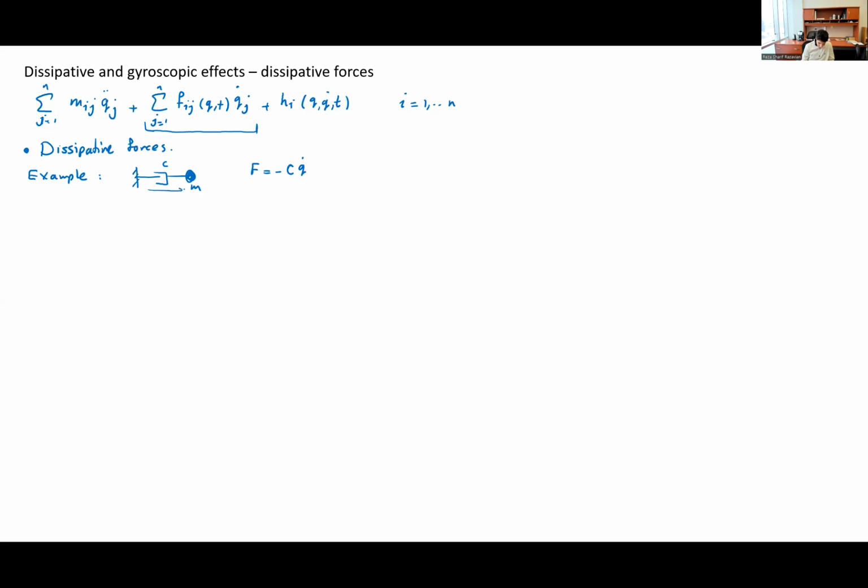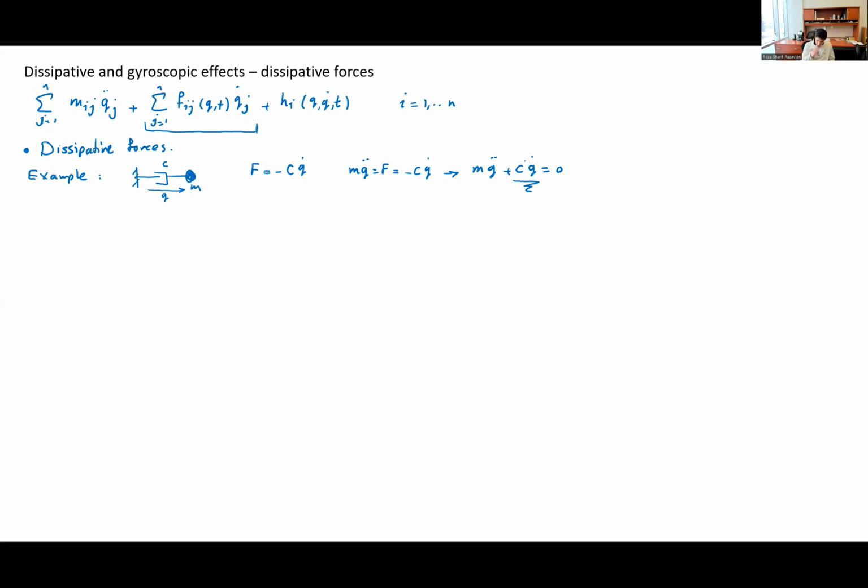And q is my generalized coordinate, the position, the horizontal position of the mass. So if this is the force, I can bypass all the Lagrangian and very simply write m q double dot equals F, which in this case is minus c q dot. And from here, I get m q double dot plus c q dot equals 0. So this is the dissipative force that shows up in the equation of motion. And notice that it is linear in q dot, so something multiplied by the velocity.